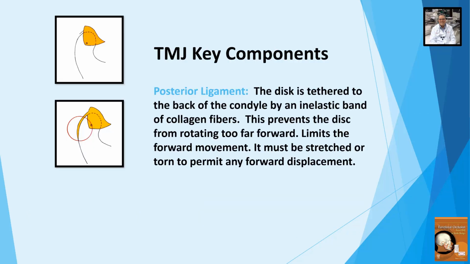Other components, in the back of the disc, there's another ligament. It's called the posterior ligament. And this disc is tethered to the back of the condyle by an inelastic band of collagen fibers. This prevents the disc from rotating too far forward, and that becomes an issue again later in dysfunction. It limits the forward movement. It must be stretched or torn to permit any forward displacement. So it is a limiting factor. Remember, ligaments limit, and that posterior ligament keeps that disc from going further than is physiologically important.